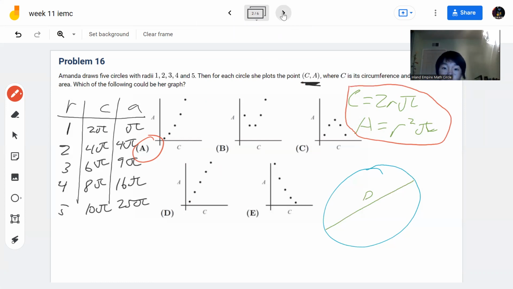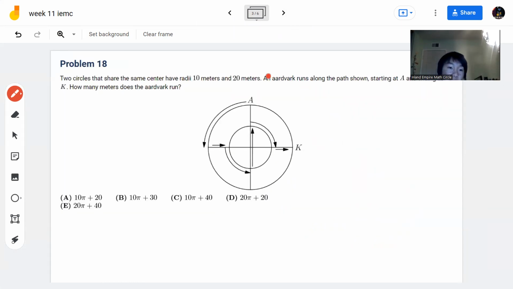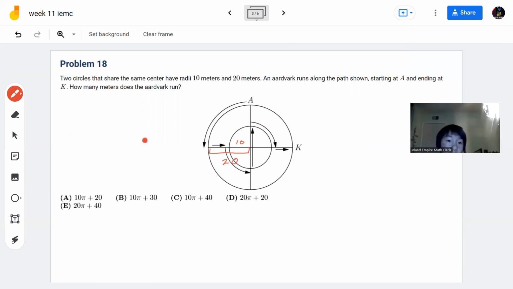So now we've got circumference and area down, so now we're going to use that. Two circles that share the same center have radii 10 meters and 20 meters. So I'll go label that here. The inside here is 10, and the bigger radius here, that's 20. An aardvark, that's an animal, runs around the path shown. So these arrows here, starting at A and ending at K. How many meters does the aardvark run?